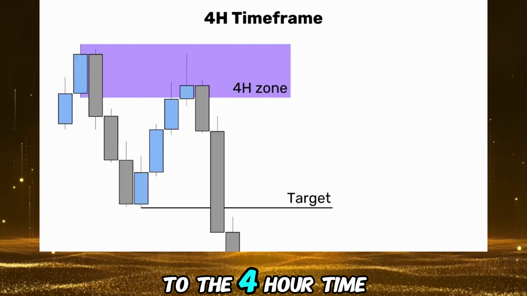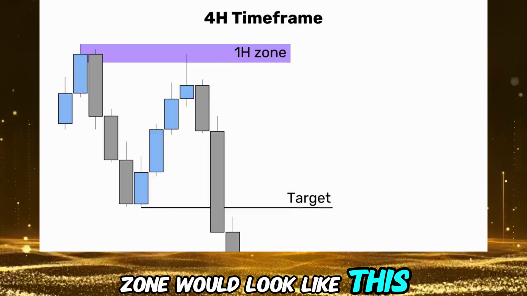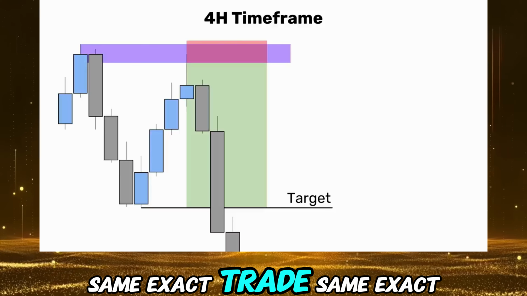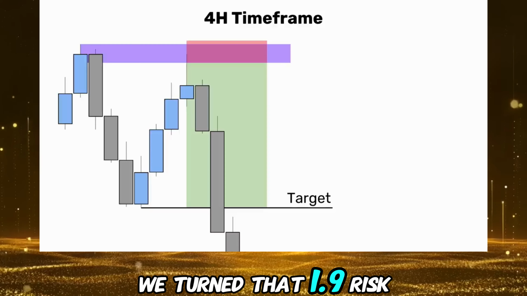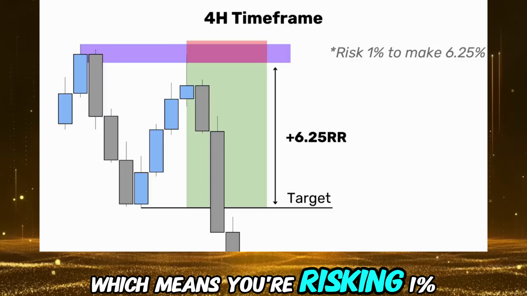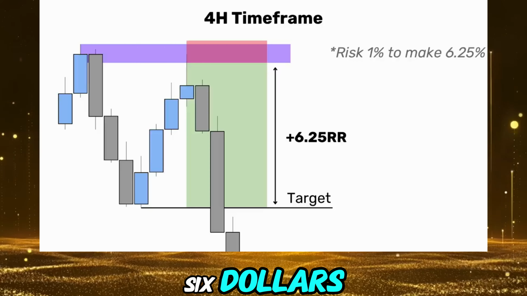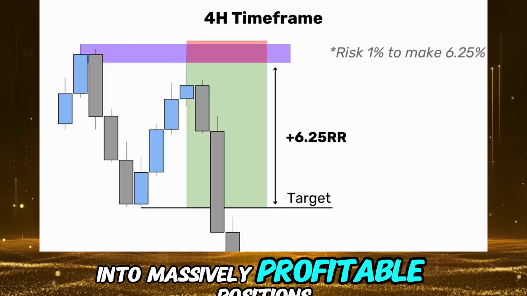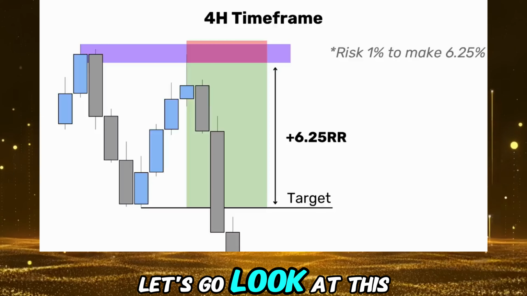If we take it back to the 4-hour time frame, our 4-hour zone refined to the 1-hour zone would look like this, meaning our position would look like this. Same exact trade, same exact target, same selling area, but because we refined, we turned that 1.9 risk-reward trade into a 6.25 risk-reward trade, which means you're risking 1% to make 6.25%. You're risking $1 to make $6.25 in return. So we're turning the same trades into massively profitable positions just by refining the zones, and we get that beautiful sniper entry. Let's go look at this on a real chart.